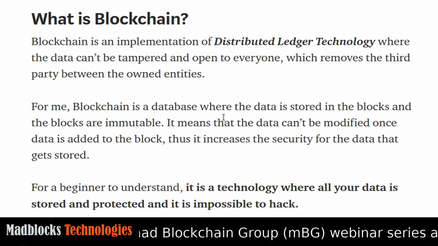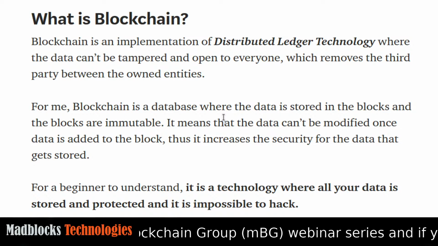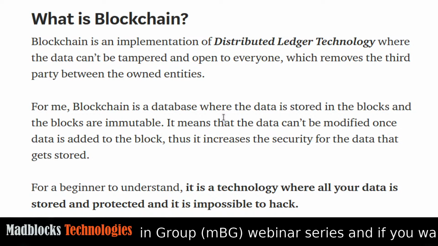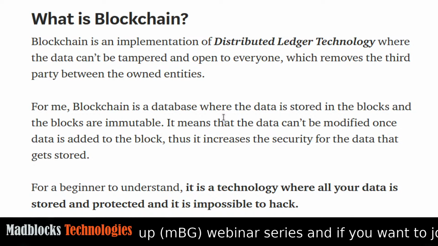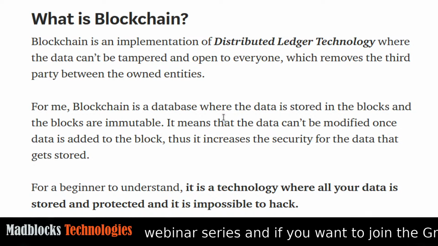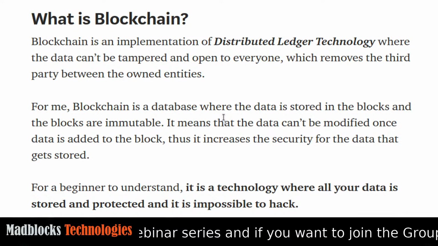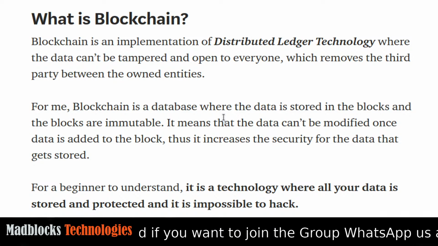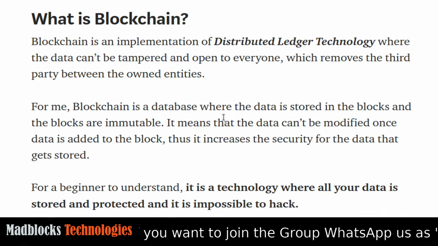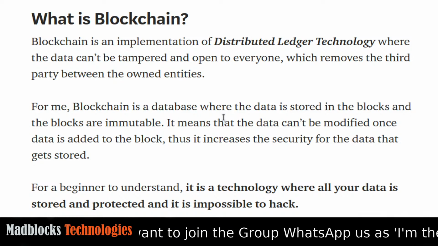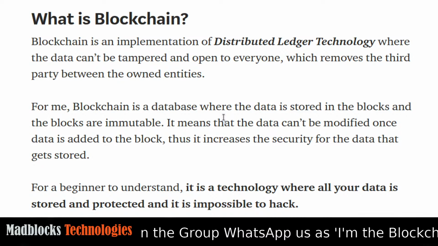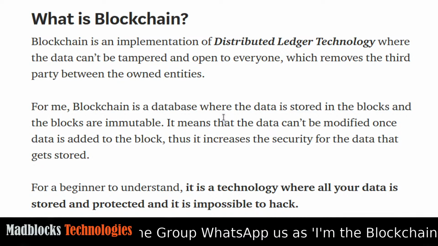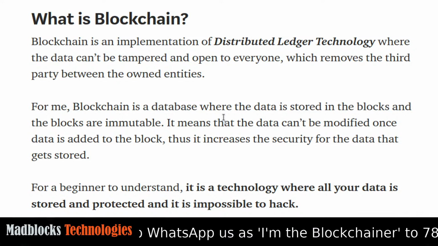Blockchain is a database where your data is getting stored, and the stored data is immutable and transparent, right? It is transparent to everyone, it is open to everyone, anyone can view the data, but they cannot update the data, they cannot tamper your data. It means that the data cannot be modified once the data is added to the block. Thus it increases the security for the data that is getting stored in the block, right? That is why people say blocks are immutable.